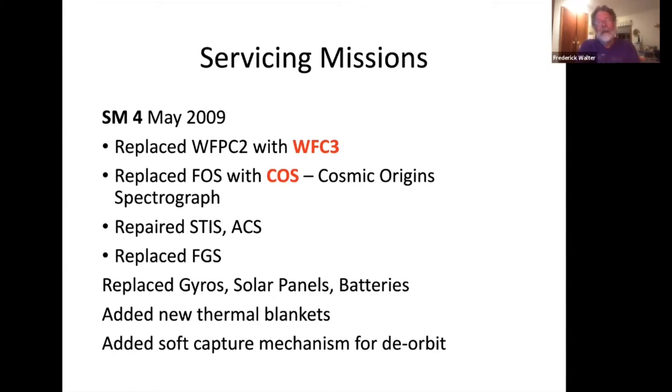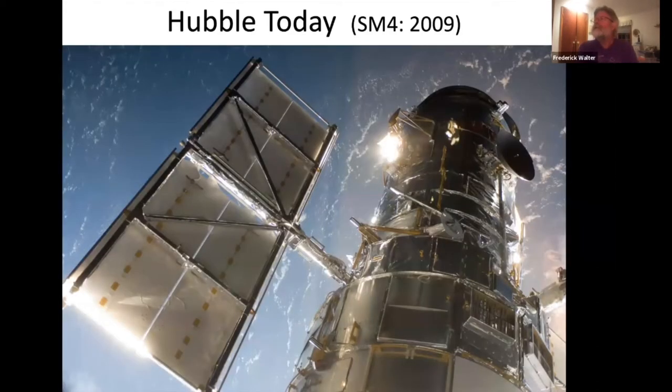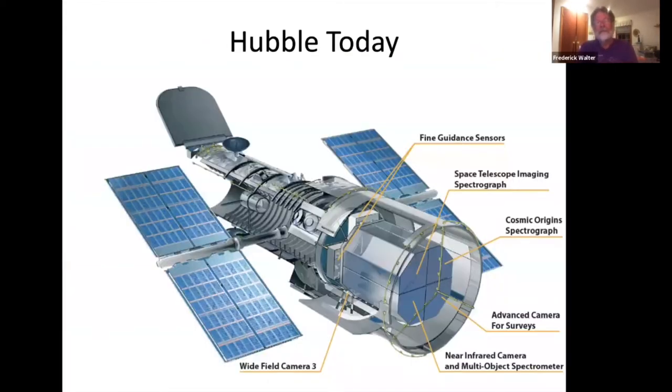Brand new telescope, and they actually added what's called a soft capture mechanism to the back of it, so that if NASA wanted to do anything with it in the future without access to the space shuttle, they could grab it. So this was one of the last pictures that's been taken of the space telescope. This is it in the Bay of Atlantis in 2009, looking very spiffy.